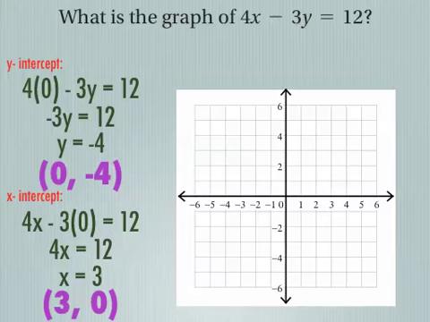To graph this line, I'm now going to plot my two intercepts. Remember, I have an intercept at 3, 0, and then another intercept at 0, negative 4. And now I'm simply going to draw a line through those 2 points. So this is the graph of the equation 4x minus 3y equals 12.